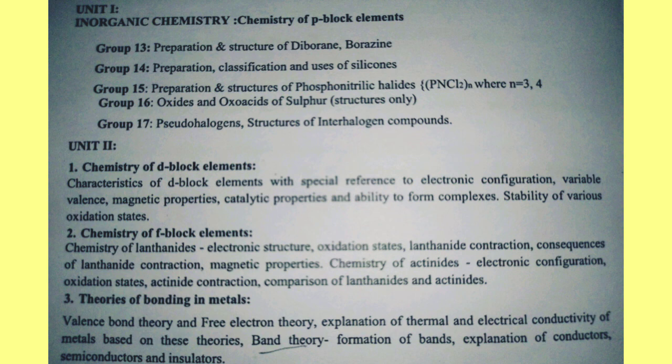Finally, we have conductors, semiconductors and insulators. So these 2 units belong to inorganic chemistry. We have a total of 5 units. 2 units belong to inorganic chemistry, and the next 3 units belong to physical chemistry. So let's see what units we have in physical chemistry.